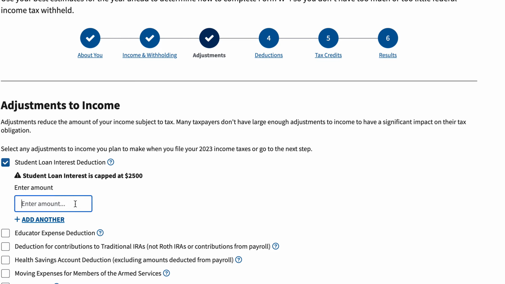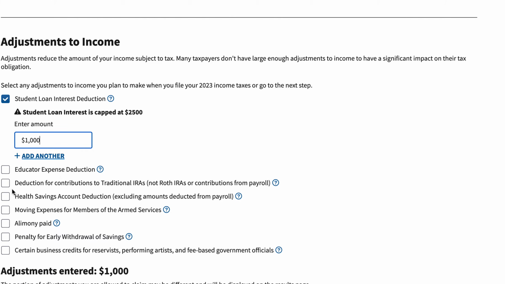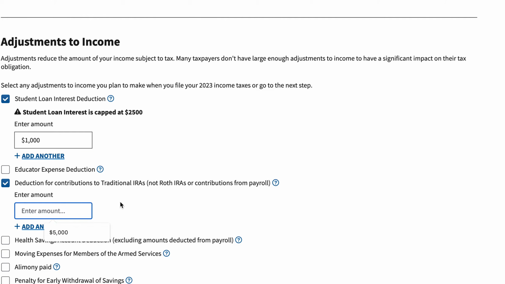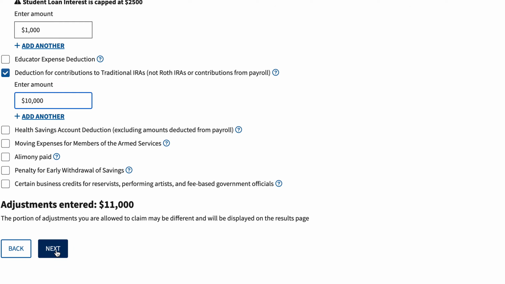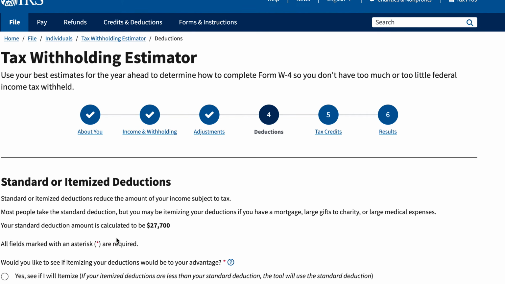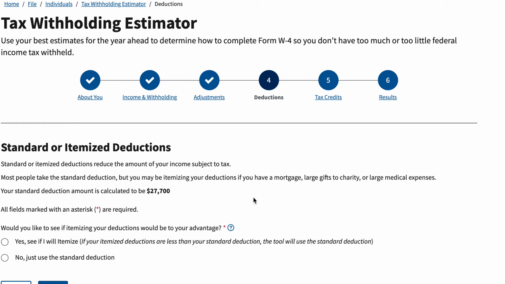So we're going to enter that. Let's just say $1,000. And then, of course, our folks contributed to traditional IRAs. Let's just say they contributed a total of $10,000 to IRAs. So this automatically calculates the adjustments to income, and then we'll go forward. And let's just say that we're good with the standard deduction.